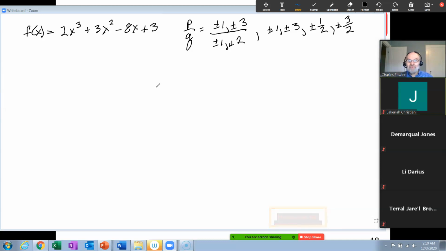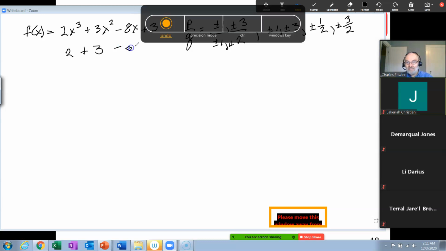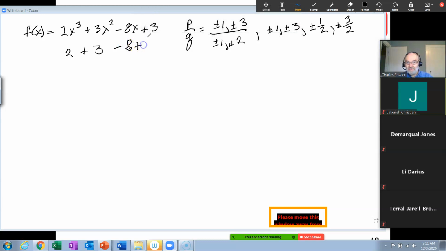Okay, the first one is, if you go with plus 1, that's the easiest one to check. All you do is add your coefficients. 2 plus 3, because you put in a 1 here, that's a 1, that's a 1, that's a 1. Okay, minus 8 plus 3. Add those together. 3 plus 3 is 6, plus 2 is 8, minus 8, ding, ding, ding. That's a 0, so x equals 1 is your first zero. Now, does that mean you don't have to do synthetic division? No, you still do, but it was easy to find.